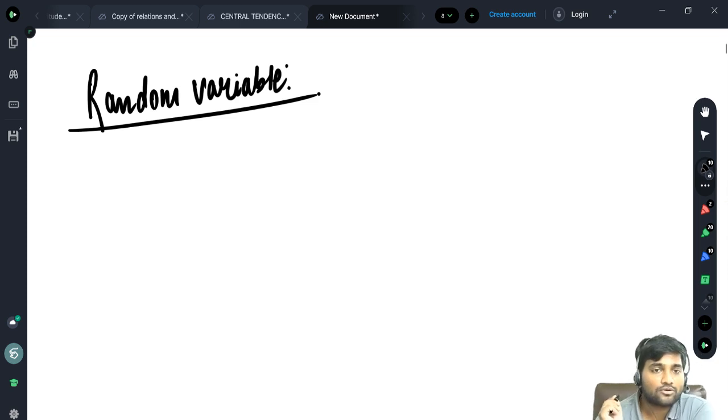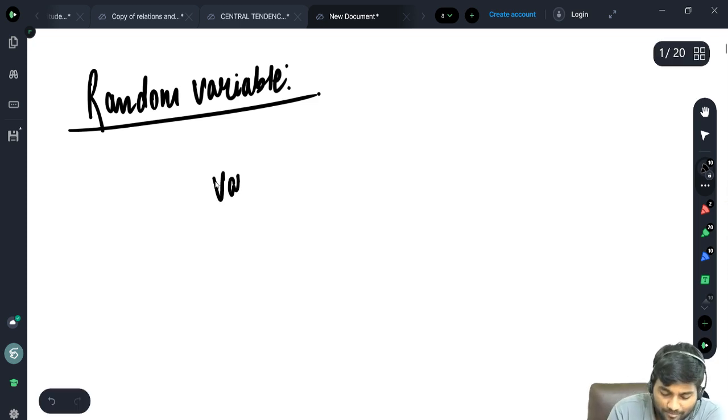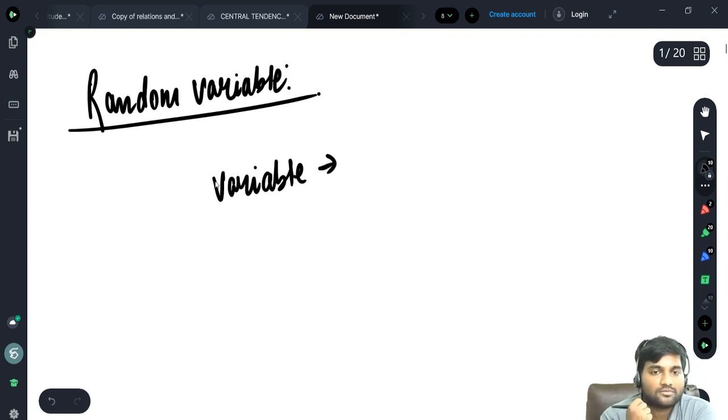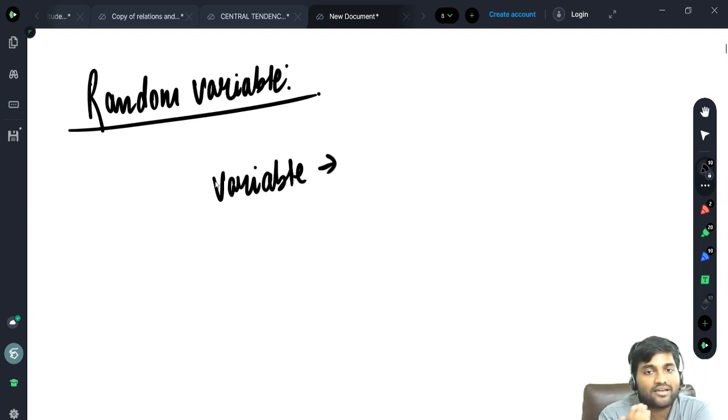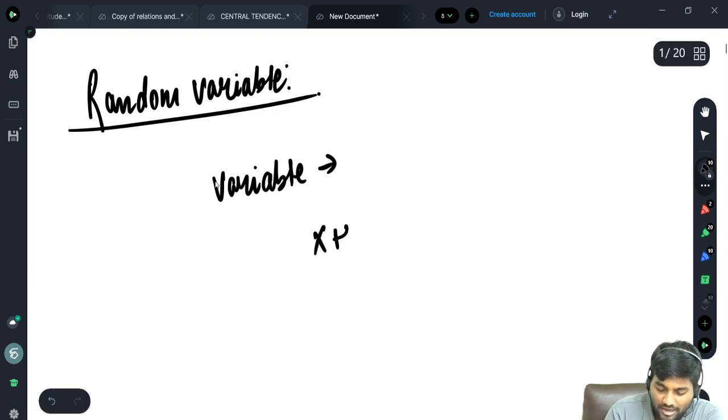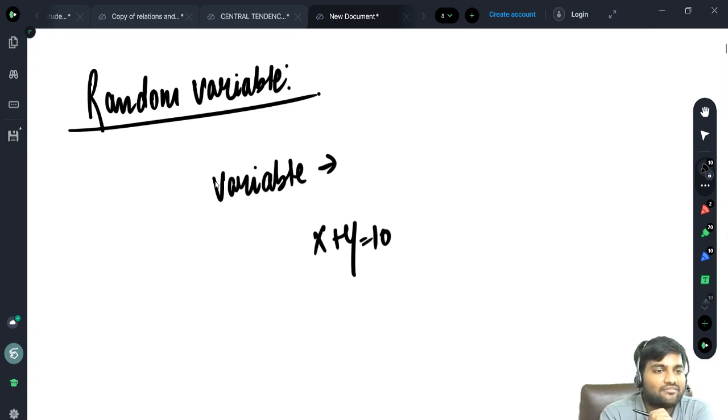Now, to start with, what is a variable? A variable is something whose value varies. Like it can take any value. For example, x plus y is 10. So this means what? If x is taking the value 1, y will take the value 9. If x is taking the value 2, y will take the value 8, and so on.